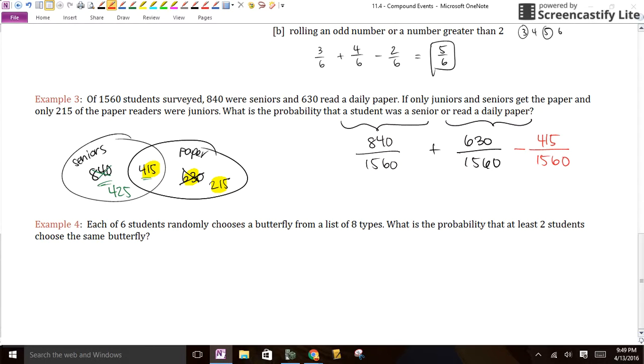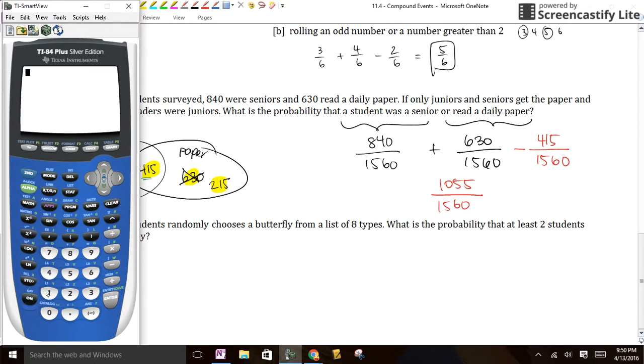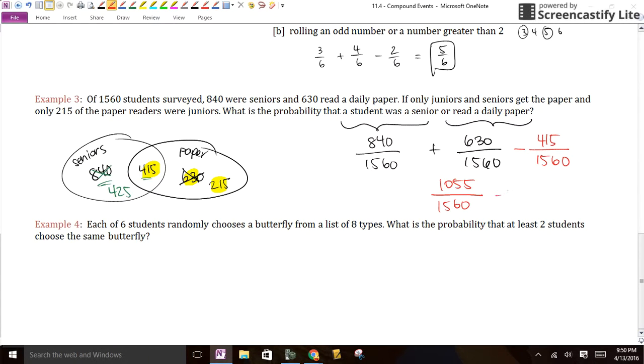840 plus 215 is 1,055. So there's 1,055 kids who are either seniors or read the paper out of the 1,560. And so there is my probability. If you want the actual probability or the decimal, or you want to go calculator, go ahead. If I take my calculator and I type it in, you can see that it's about 67.6%. Or maybe change the fraction. I like 211 out of 312. So 211 out of 312 chance that you will have somebody who read the paper or is a senior.